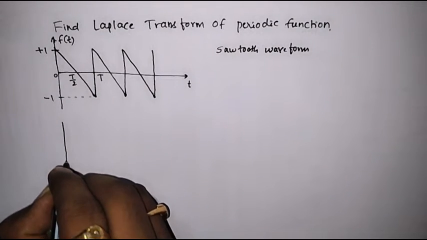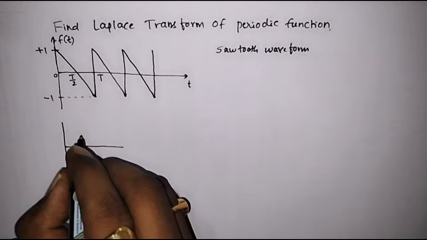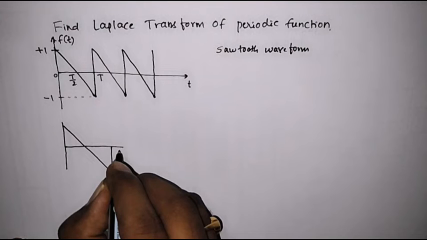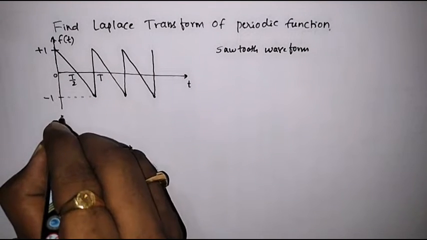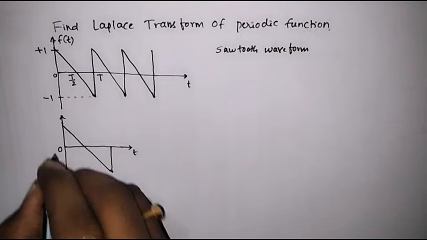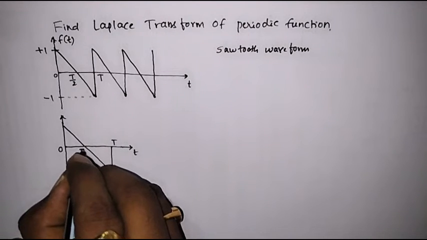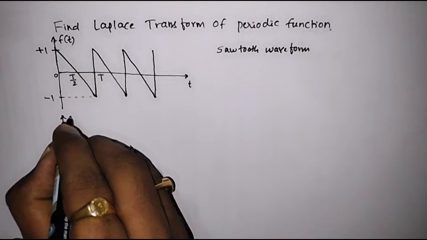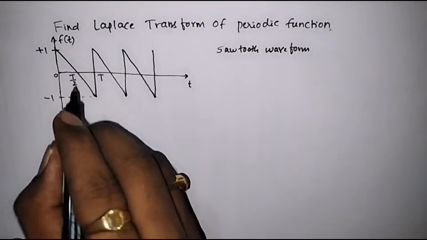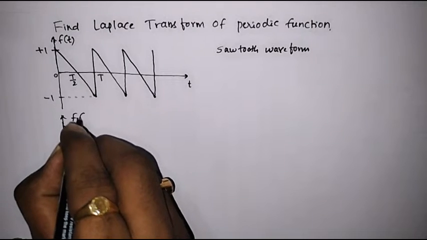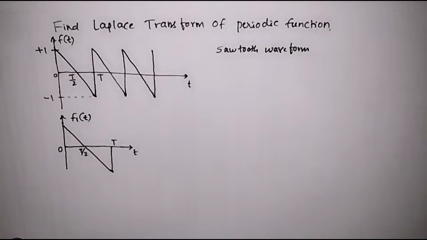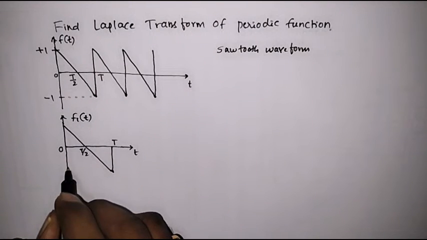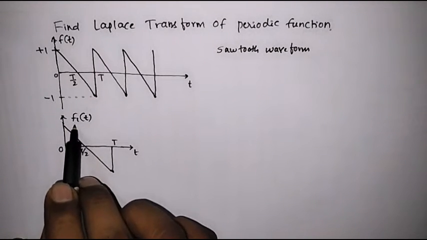Now I'll draw one cycle of the periodic signal. This is T, this is 0, this is T, and this is T by 2. Now I will call one cycle of f of t as f1 of t. That is, f1 of t is one cycle of f of t. Now we'll try to find the Laplace transform of f1 of t.